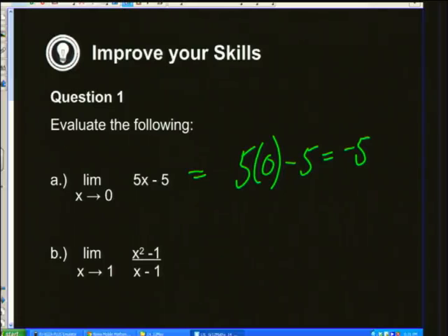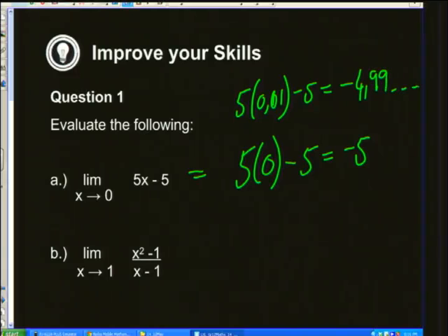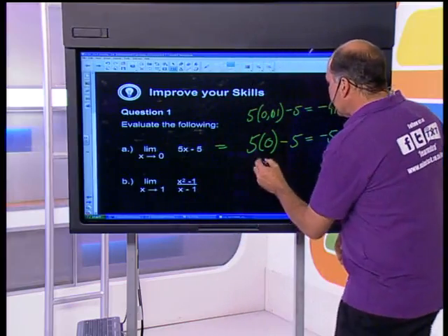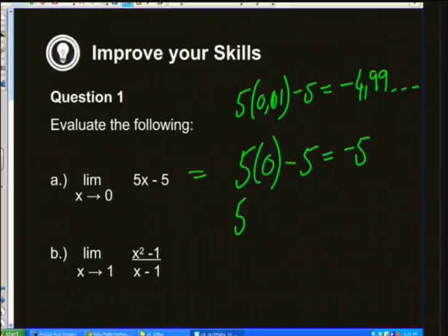If I wanted to test it, I could take values a little bit before 0. So I could take something like 5 times 0.01 minus 5 and see what I'm going to get to. And it's quite a nice exercise in calculation. You'll get an answer here of minus 4.99... Okay? Something like that.